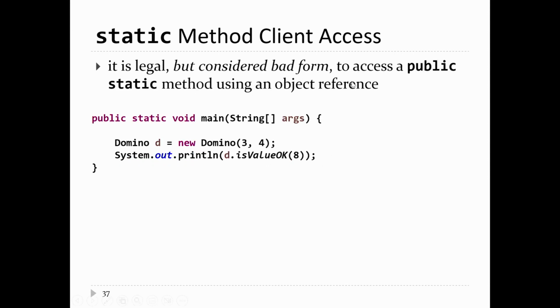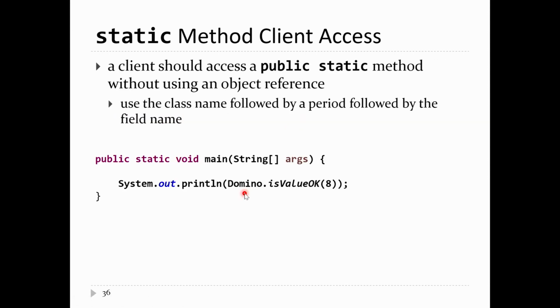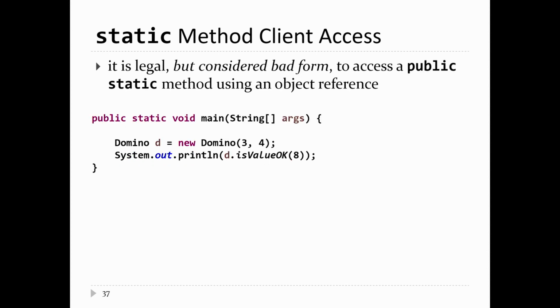When you use a static method, you always use the name of the class. Well, you should always use the name of the class to call the method, right? So here we use the name domino to call the method. Now, unfortunately in Java, the language allows you to call the method with a reference, right? Notice that it's considered bad form though. So for example, I can make a domino object, right? And then call the method isValueOK using that object, even though the method is static.